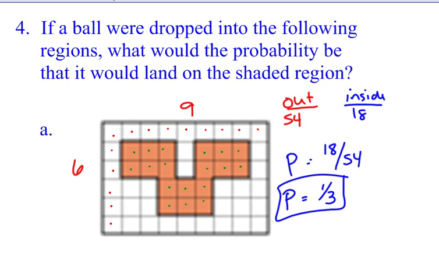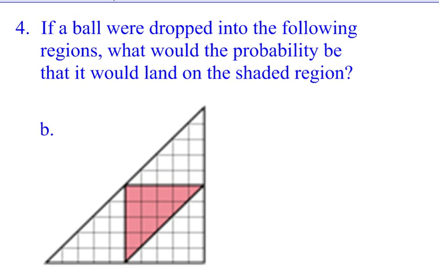So then if I look at letter B, with the triangle, I know that my formula for a triangle is area equals 1/2 base times height.